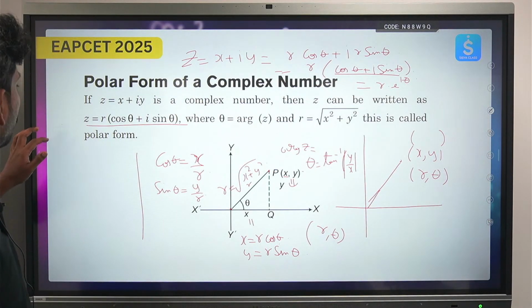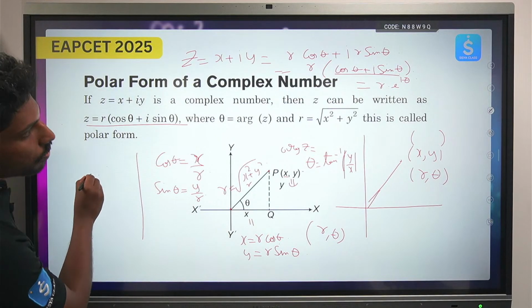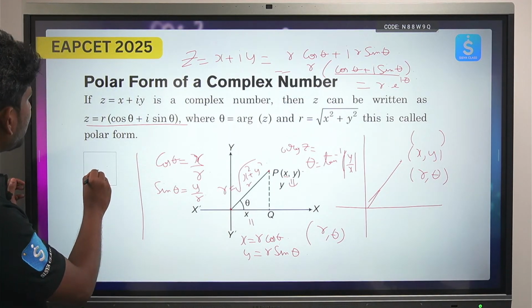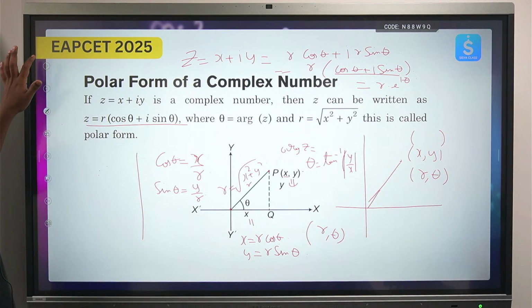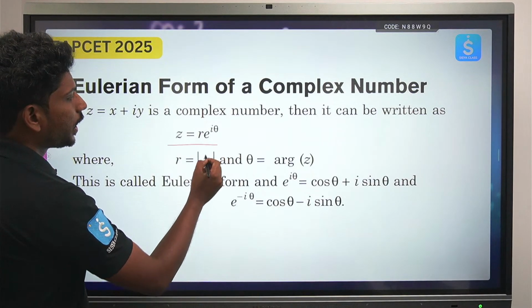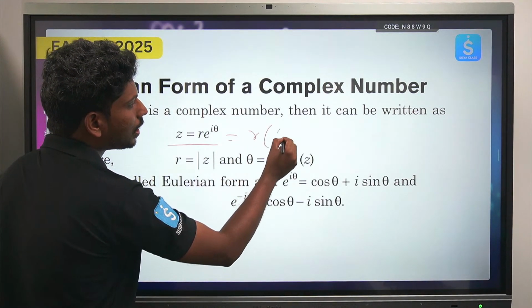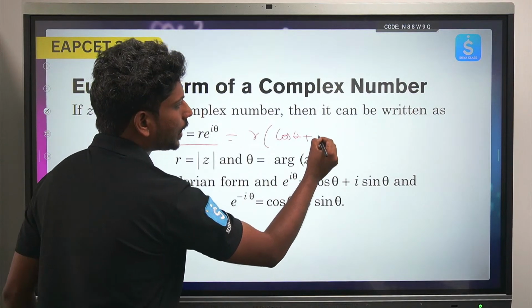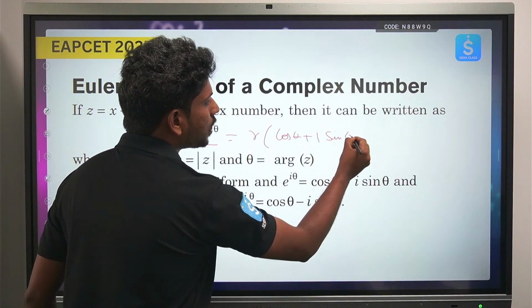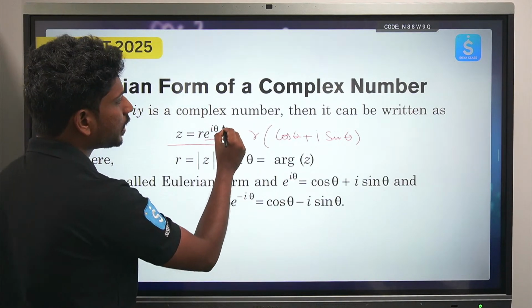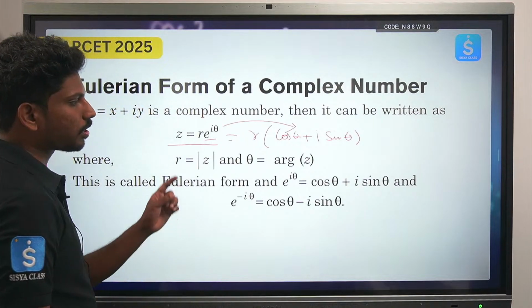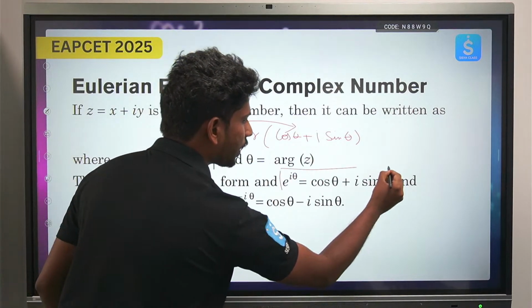Okay, so this is nothing but the polar form. Okay, the next one is called the Eulerian form. As I said earlier, I have written z as r times cos theta plus i sin theta. Okay, so this is also represented by e power i theta.